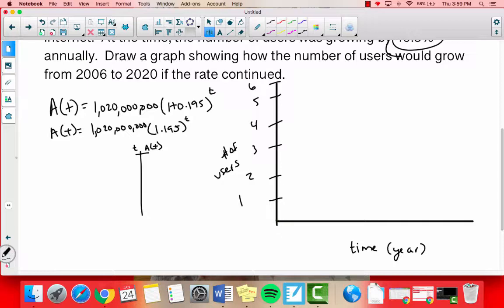And then in years, we can count 0, 1, 2, 3, and so forth, all the way until we get to 2020. So if 2006 was the original, then in 2020, that's going to be 14 years later. And now we can just plug t in, so plug different years in, and then connect our graph to see what the growth would be. Okay, so you could go ahead and finish this, plug 0, 1, 2, 3, plug in multiple numbers, and then connect your graph, and then that would be the trend for the internet users.